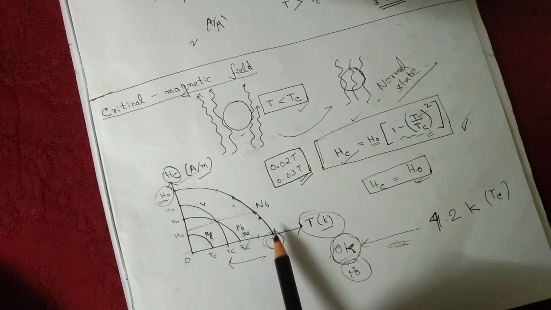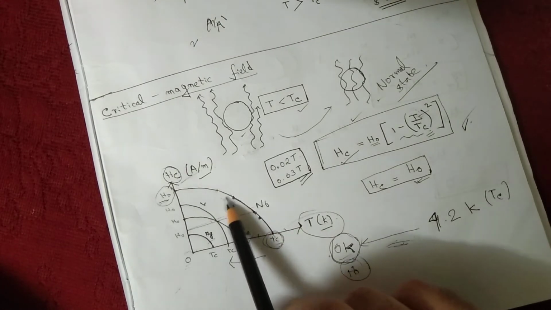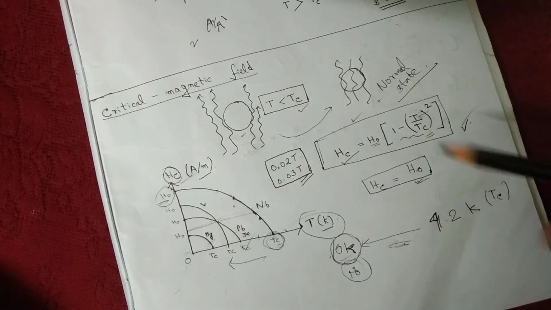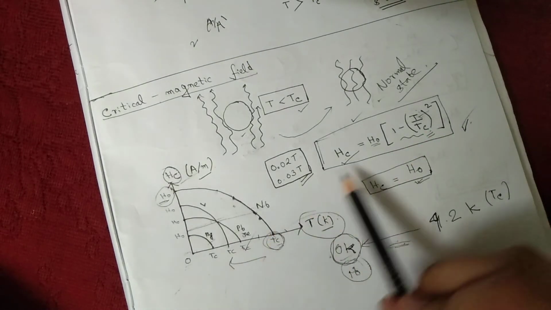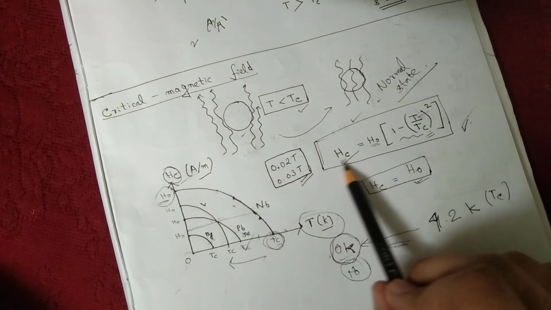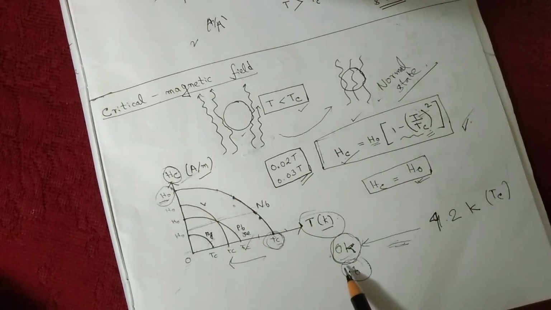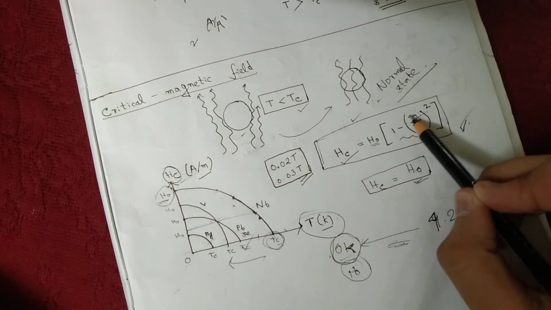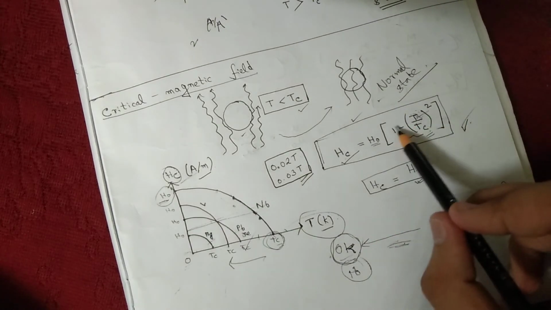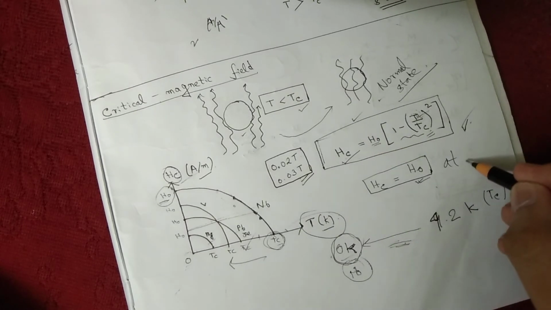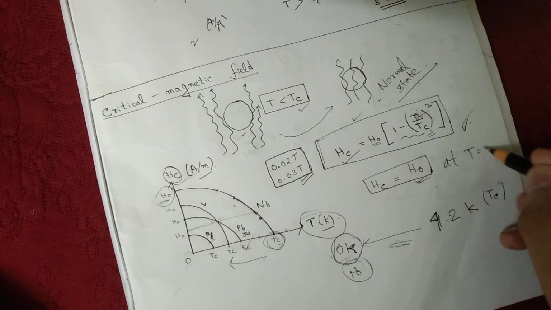As you decrease the temperature, this term will increase and Hc will increase. The more you decrease, this term will increase, and at a certain value, that is 0 Kelvin, if you put 0 over here, this becomes H naught. So Hc becomes H naught at T equals 0 Kelvin.